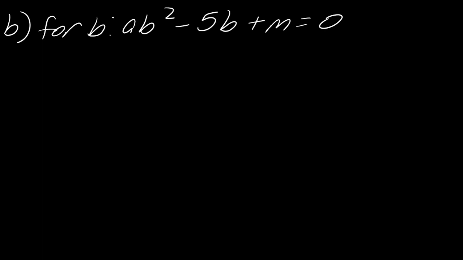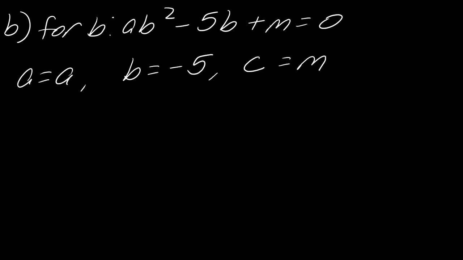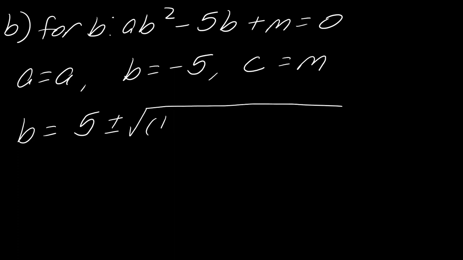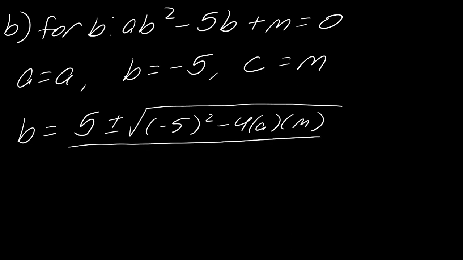Okay, so I'm solving for b. So in my a position, oops, let me grab a different color. So in my a position is an a. In my b position is a negative 5. And in my c position is an m. Okay, so my b will equal, so negative 5 will be positive 5 plus or minus the square root of negative 5 squared minus 4 times a times m, over 2a.